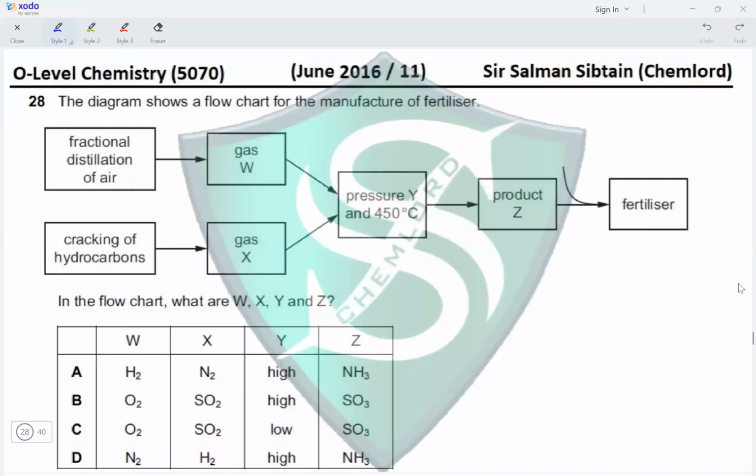Question 28. The diagram shows a flow chart for the manufacture of fertilizer. Okay, so fractional distillation of air will produce gas W. This produces nitrogen gas. Cracking of hydrocarbon produces gas X, which would be hydrogen gas. When subjected to a pressure Y and 450 degrees Celsius, so this pressure would be 200 atmospheres, this would produce product Z, which is ammonia. And ammonia would react with something added over here to form fertilizer.